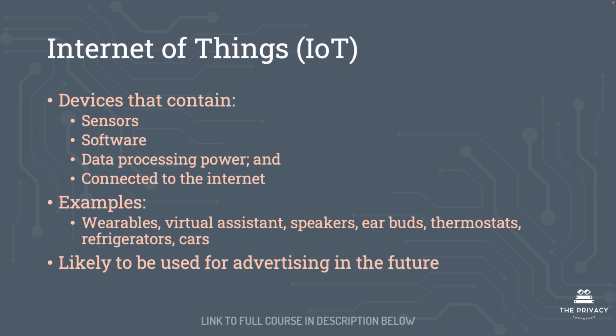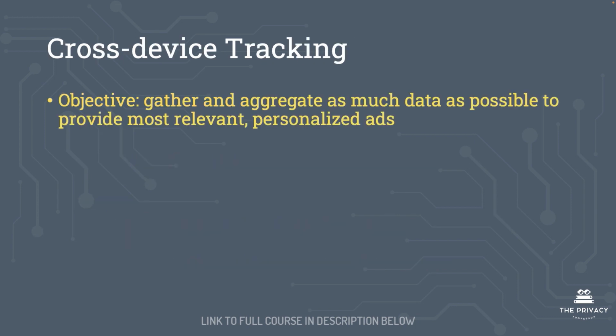The last thing that we'll touch on here is cross-device tracking. And this has actually come up a couple other times so far as we've discussed online advertising and online cookies. In short, the objective of cross-device tracking is to gather and aggregate as much data as possible in order to provide the most relevant personalized ads for individuals.